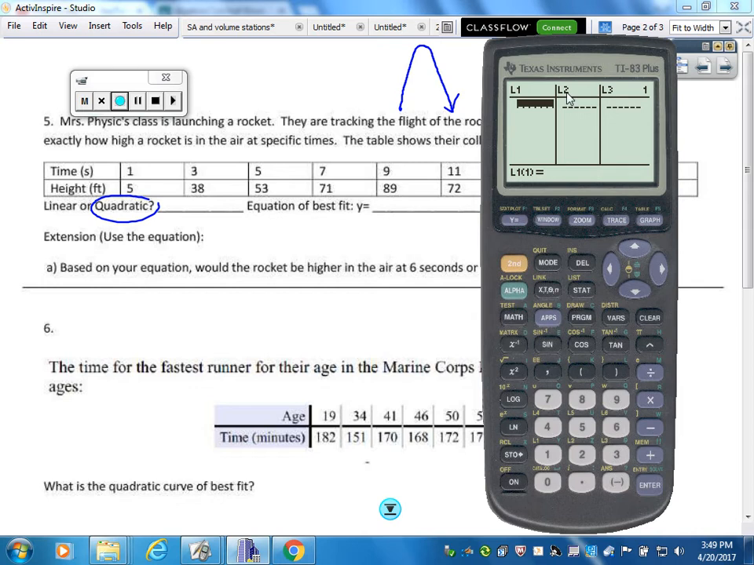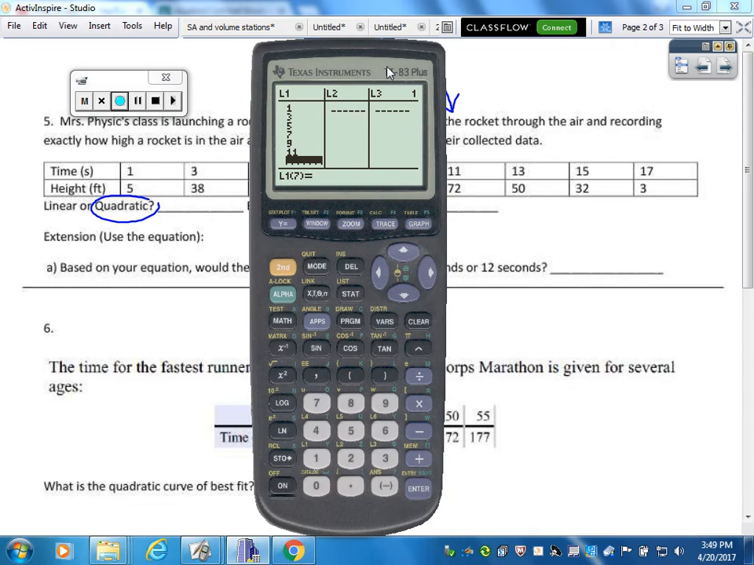So I'm going to go ahead and enter 1, hit enter. Then I'm going to go to my next one, which is right here, 3, hit enter. Then I have 5, and then 7, and then 9, and then 11, and then I've got 13, 15, and 17. Alright, so we got a lot of data right there.